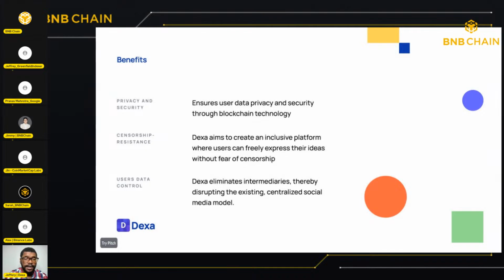What are the benefits of our Dexa application? Number one is privacy and control. We ensure that users' privacy and data are stored securely on the blockchain. Number two is censorship resistance. We are deployed on IPFS, and our app is deployed on blockchain, which means it's immutable and the data cannot be manipulated or changed. Lastly is users' data control. We are granting users full control over their data, unlike decentralized social media applications out there.